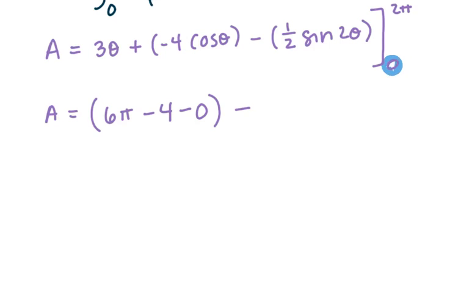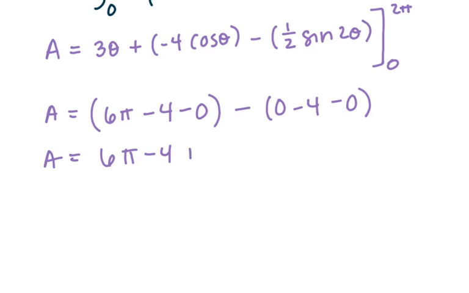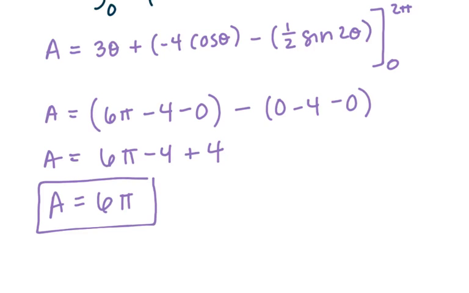Now we're going to plug in 0, so 3 times 0 is 0. Cosine of 0 is 1, so again a minus 4. And then, as we just talked about, this is simply going to be 0. So when we simplify this, we get 6 pi minus 4, and then minus a negative 4 is really plus a 4. So our grand answer is an area of 6 pi.